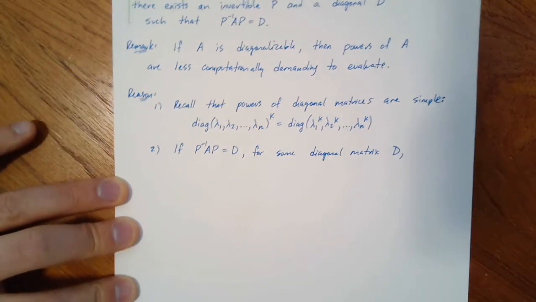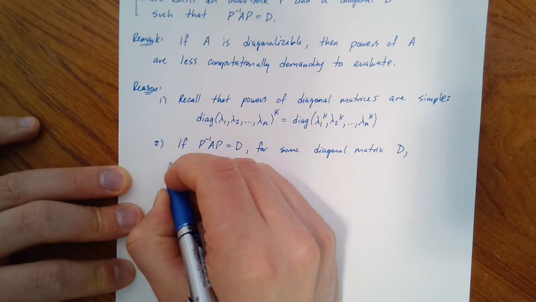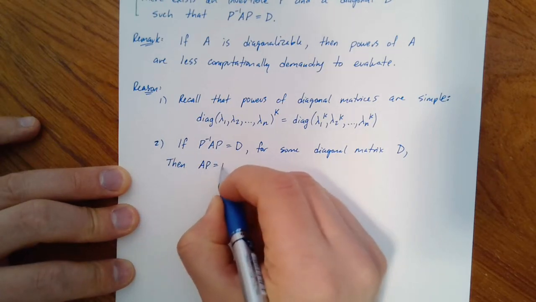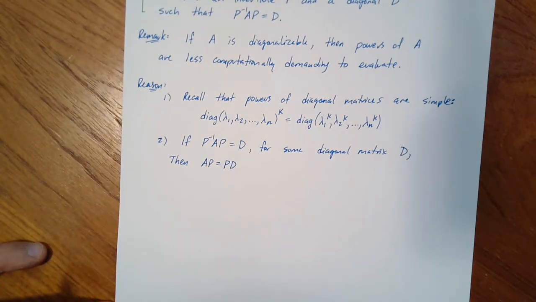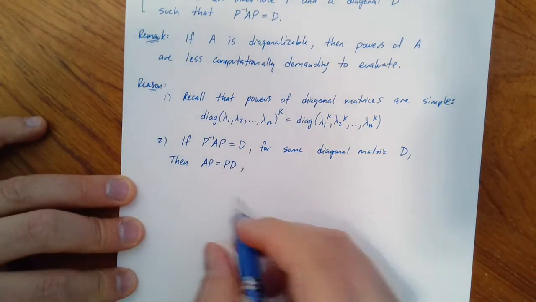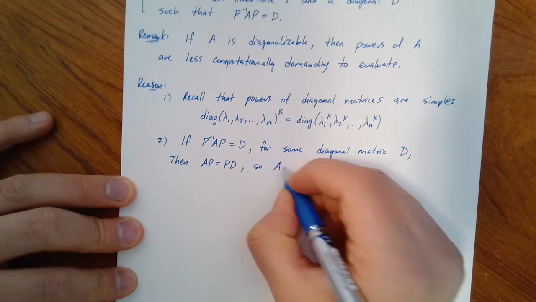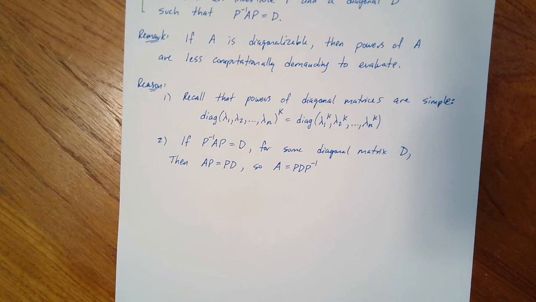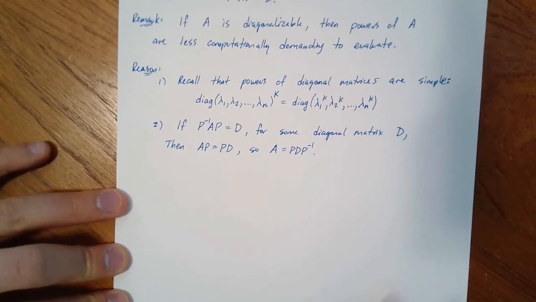Well, then what? Well, first of all, I could solve this for A. I could write this as AP is equal to PD just by left multiplying both sides of the equation by the matrix P. And then I could right multiply both sides of the equation by P inverse. And that would give me A is equal to P D P inverse.